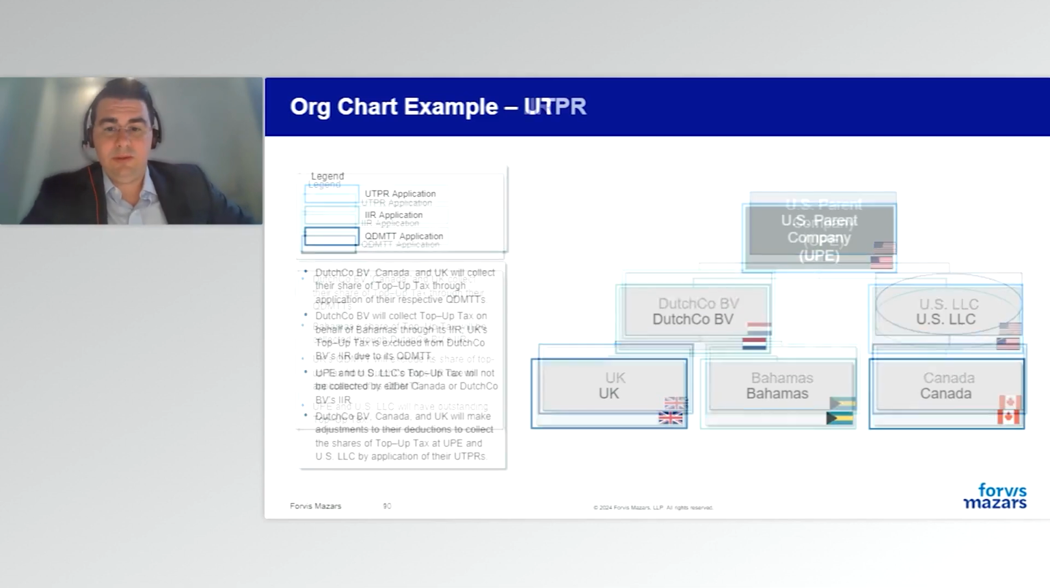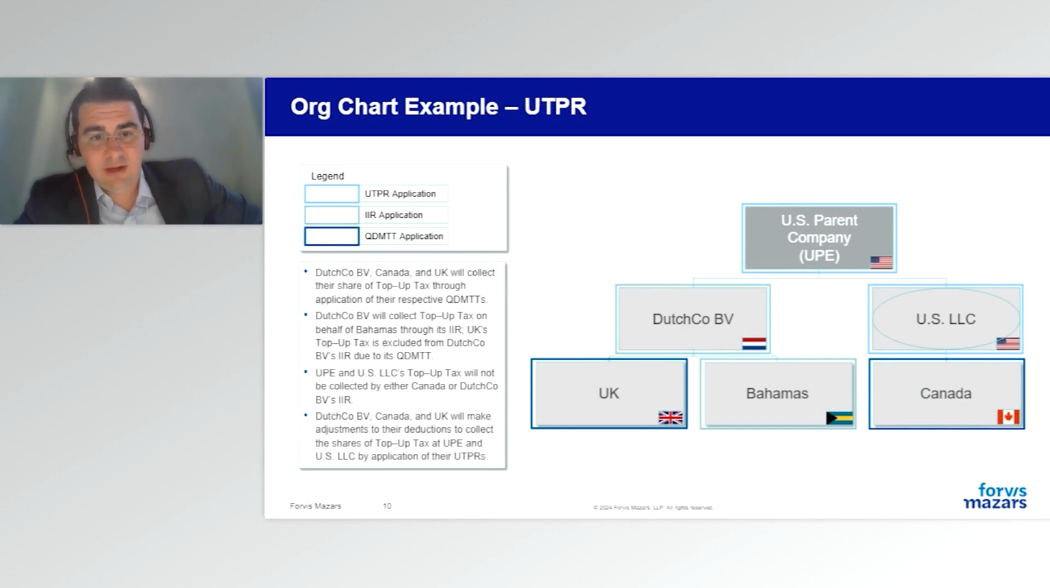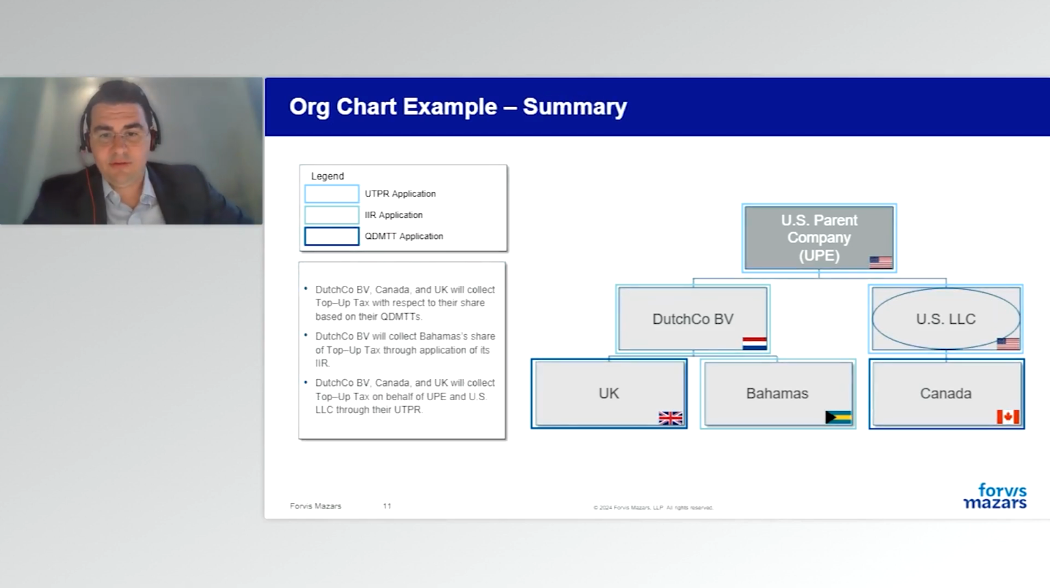So the UTPR will basically come into effect in 2025, and if Canada, UK, and Dutch Co BV have all followed through with what they said they're going to do, and fully implement the UTPR in 2025, the U.S. will be topped up by these three jurisdictions to ensure that everybody in the MNE group has been what we call Pillar 2 compliant.